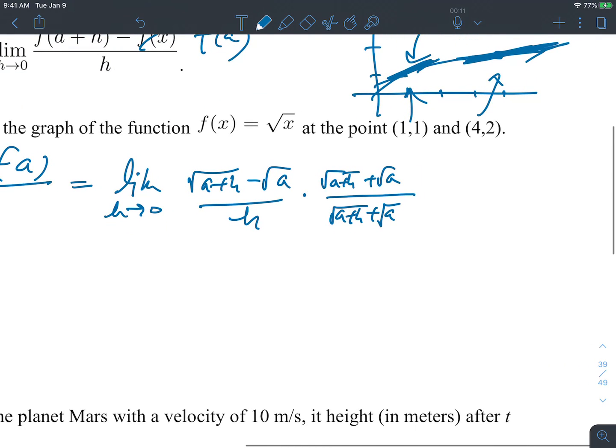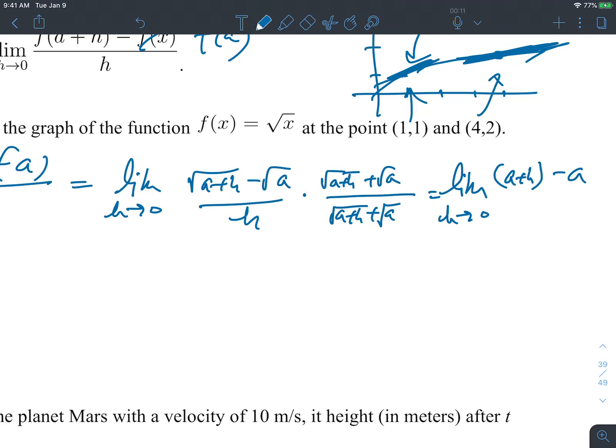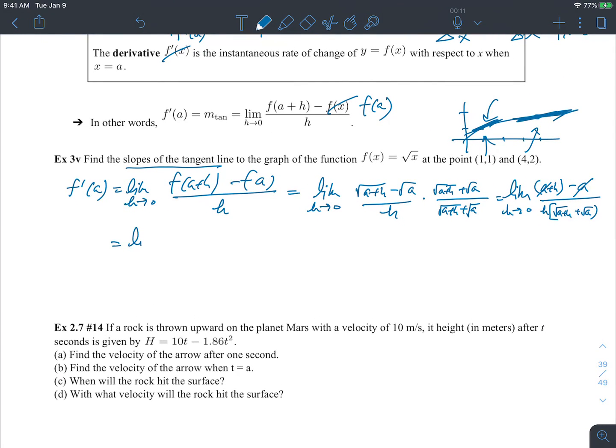So when you do that, what do we end up with? The first one is a plus h minus a over h times square root of a plus h plus root a. The a's cancel, and the h is cross-cancelled, doesn't it? So that is equal to limit as h goes to 0 of 1 over square root of a plus h plus square root of a. Now you can plug in the h with direct substitution, because now it's safe to do so. And h is 0 here, so that's basically 1 over 2 root a.